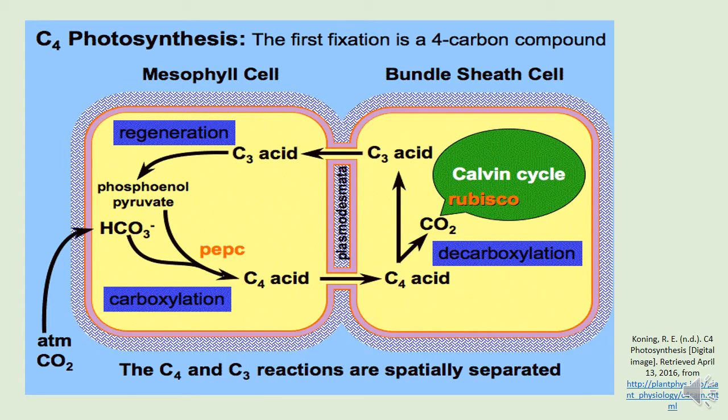C4 plants grow better in hot, dry conditions when plants must close their stomata to conserve water. With the stomata closed, CO2 levels in the interior of the leaf fall and O2 levels rise. This is perfect for Rubisco. On the other hand, C3 plants grow better under cool, moist conditions when plants can open their stomata, because C3 plants don't require the extra ATP of carbon fixation.